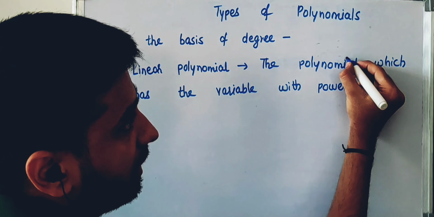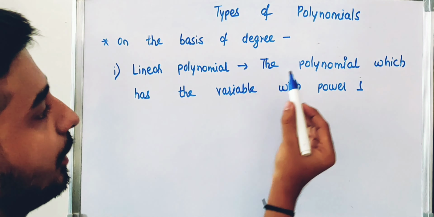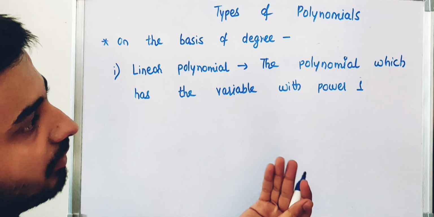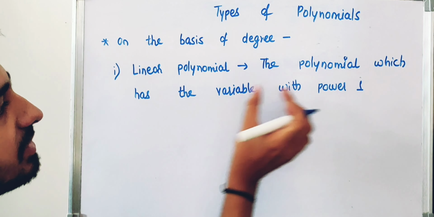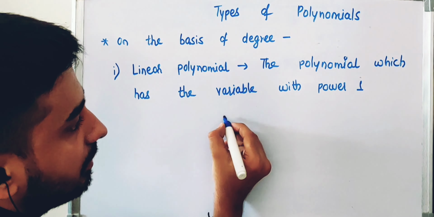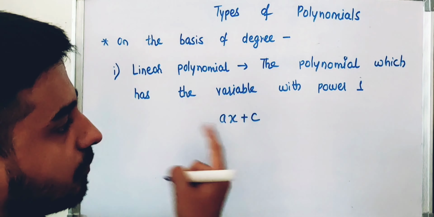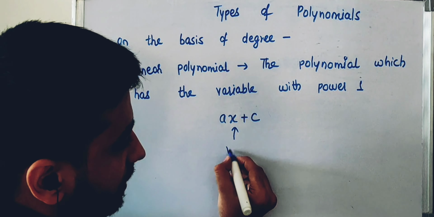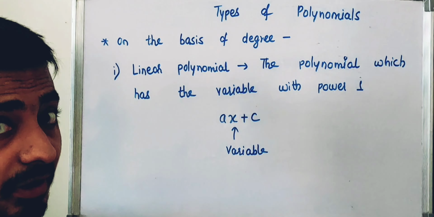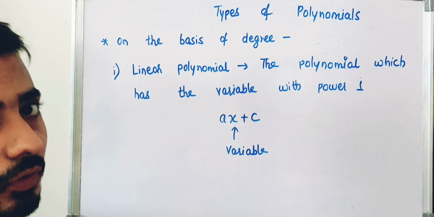I think it might not be clear, so I am going to repeat once again. Don't worry. The polynomial which has a variable with power 1. Let us see an example, it might be more clear. ax plus c. What is the variable here? The variable is x. And what is the power of the variable? The power of the variable is 1. So this is known as a linear polynomial.